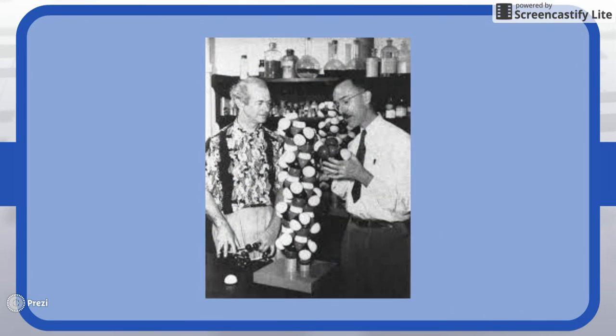Here's a picture of Robert Corey and Linus Pauling.